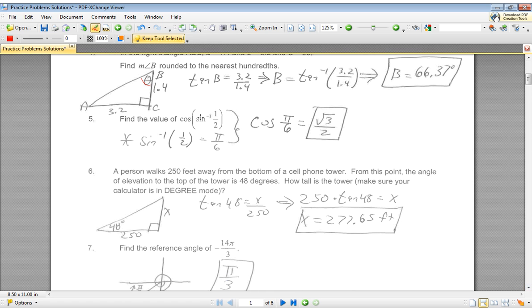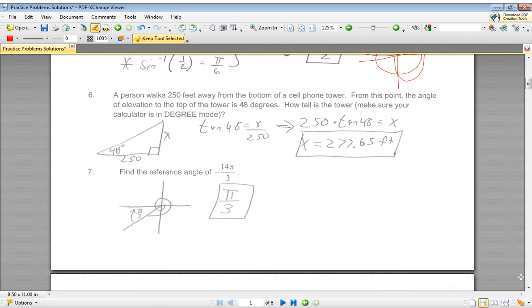5, inverse. So the little negative 1 means inverse. So where is sine 1/2? Remember on the unit circle, for sine and tangent, we look here. And for cosine, we look up here. So to find where sine is 1/2, we're going to look there in the first quadrant on that lovely bubble drawing. That's pi over 6. And then cosine of pi over 6 is radical 3 over 2.